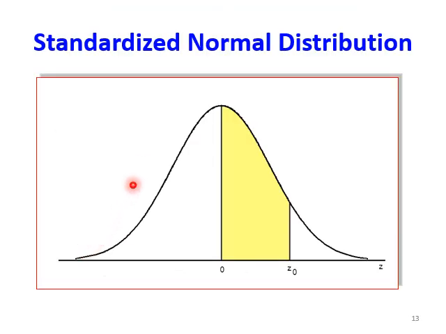Again, this slide shows us the standardized normal distribution, and that it gives us the area or the probability from 0 up to a positive value z node.